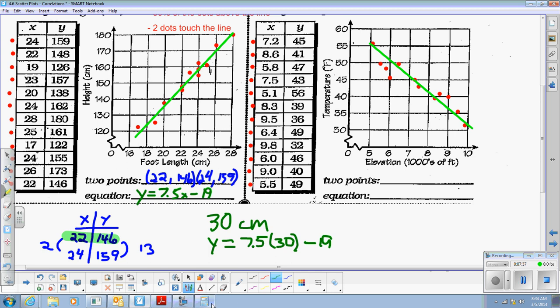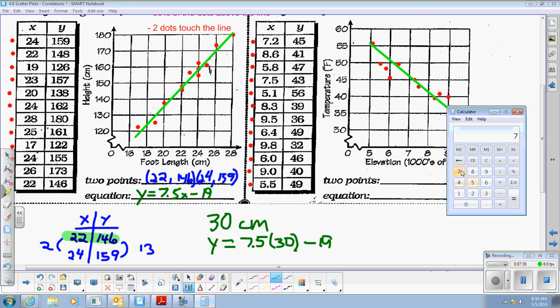So just for fun, let's do that. 7.5 times, where's my times key? There it is. Times 30 equals 225 minus 19. So according to our equation, someone who would have a foot length of 30 centimeters should be at a height somewhere around 206 centimeters.